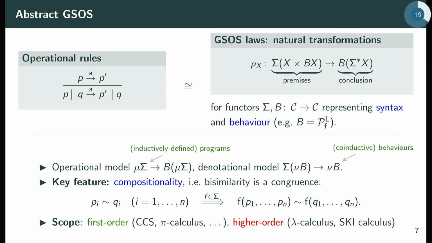Now, the scope of this is strictly first order. You can do CCS, you can do pi calculus, you can do all sorts of process calculi. You cannot do the lambda calculus. You cannot do the SKI calculus.